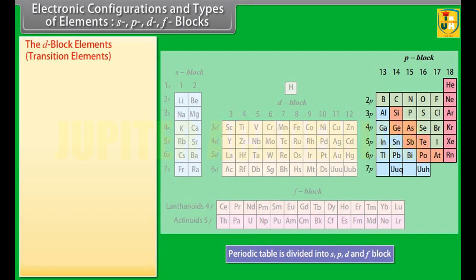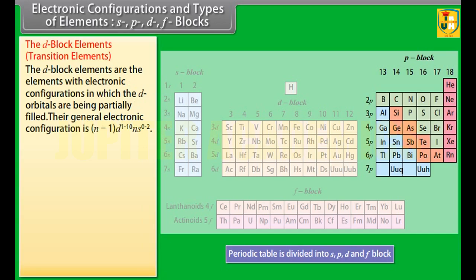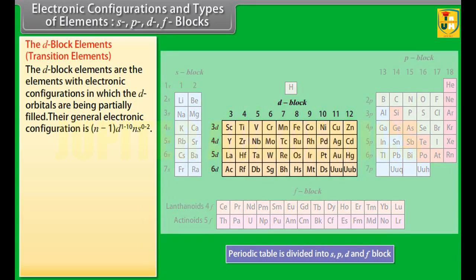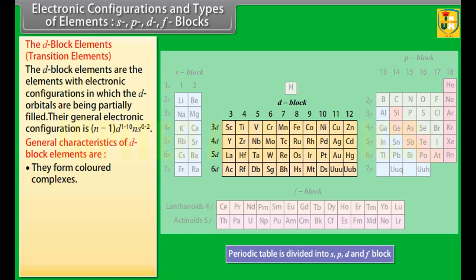The D block elements, transition elements. The D block elements are the elements with electronic configurations in which the d orbitals are being partially filled. Their general electronic configuration is given. General characteristics of D block elements are they form colored complexes.